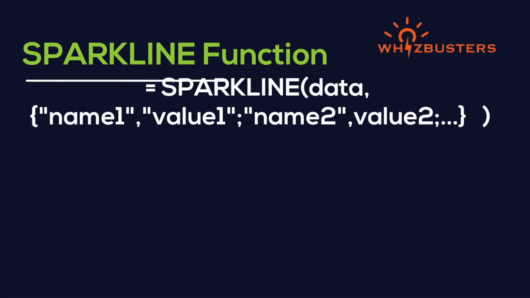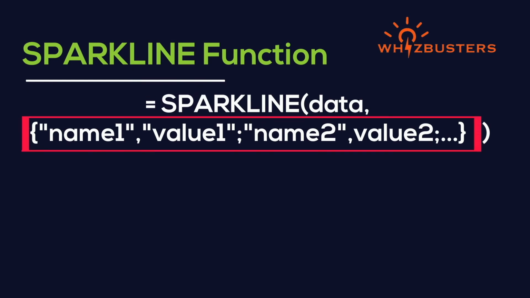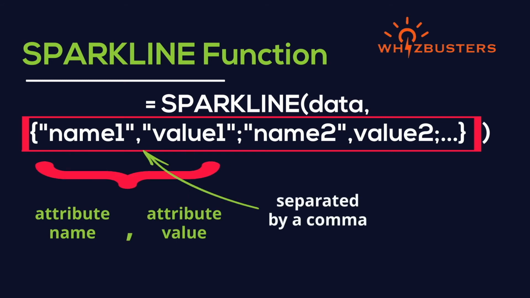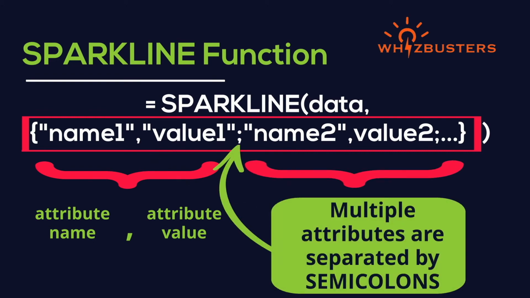The syntax when using the second parameter is, when defining the attribute, we need to have the attribute name and the value for the attribute in a pair separated by a comma. Multiple attributes are separated by semicolons.